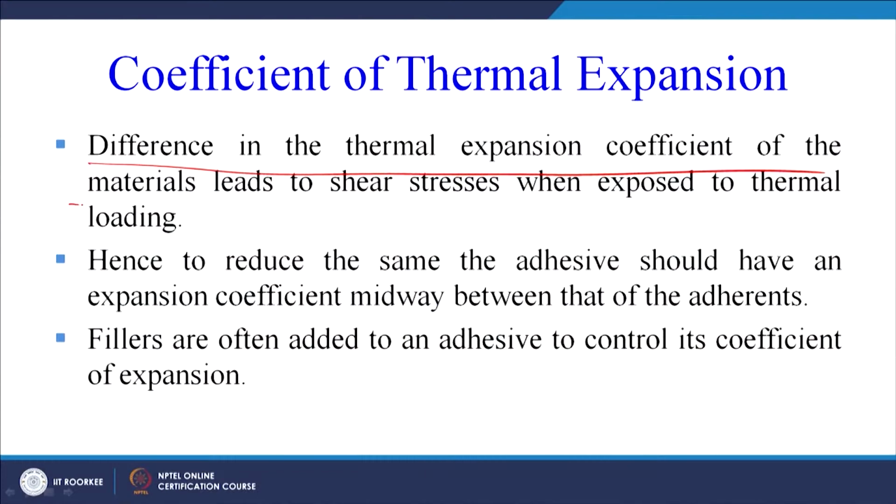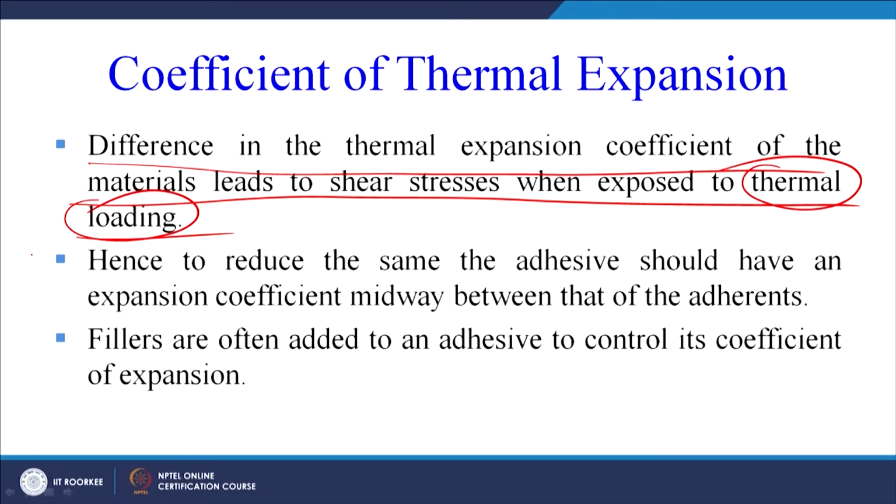Now another important consideration: we have seen the importance of joint area in defining the bond strength, especially in case of tensile and compressive types of forces. We have also seen that the joint design is very important. In the previous case we have seen what types of stresses are developed: tensile, compressive, shear, peel, cleavage; which one is important, which one is going to have a detrimental effect, and how the joint area is going to affect the bond strength. Then the coefficient of thermal expansion is also equally important. Difference in the thermal expansion coefficient of the materials leads to shear stresses when exposed to thermal loading.